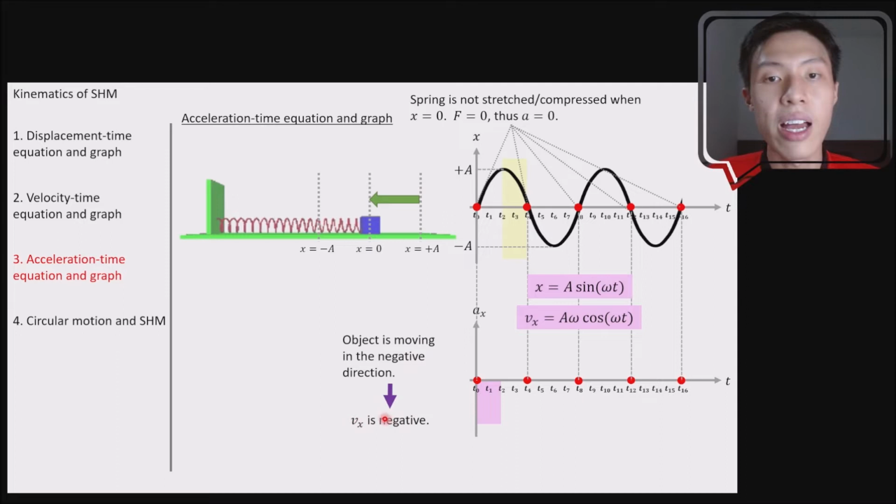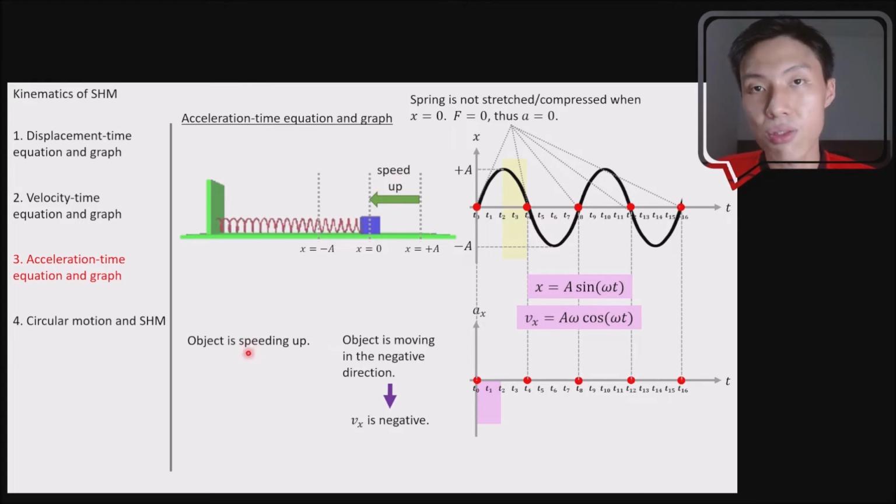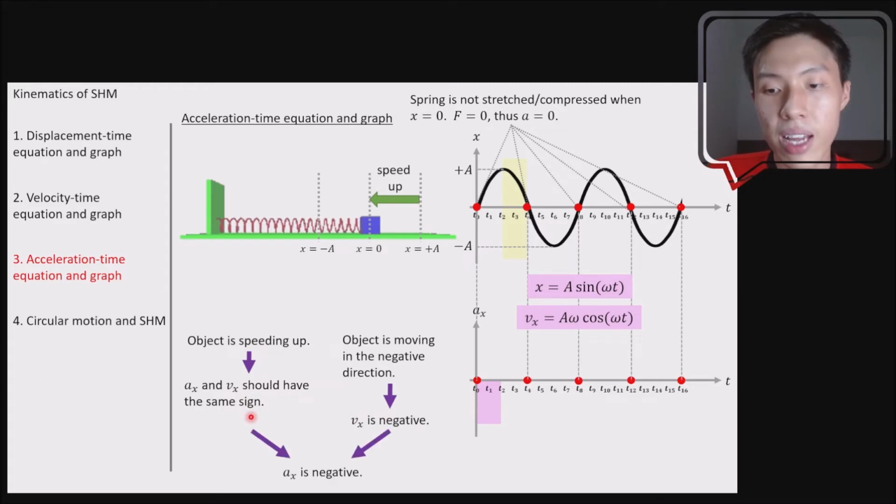vx is negative. Then we also know that the object is now moving towards the equilibrium, so it must be speeding up. So if the object speeds up, then we know that the acceleration and the velocity should have the same sign. So if velocity is negative, acceleration should also be negative. They both should have the same sign because the object is speeding up. Therefore, you know that ax is negative for T2 until T4. Therefore, we should expect our graph to be plotted below the time axis from T2 to T4.